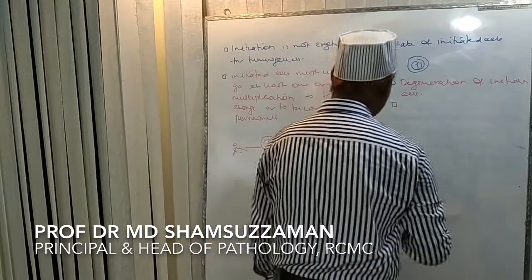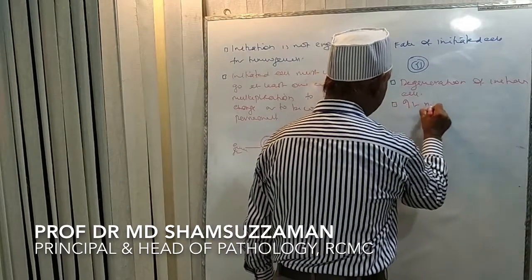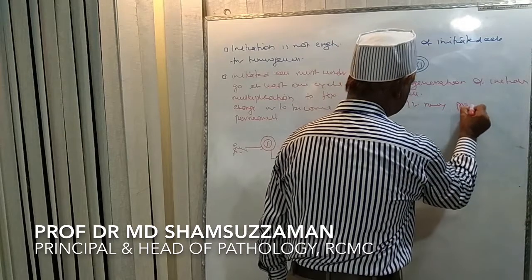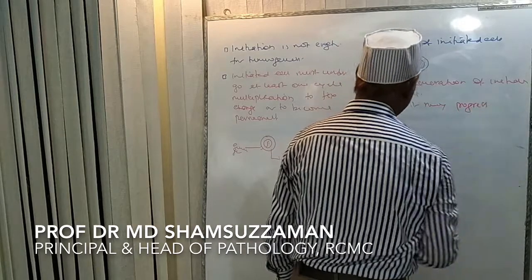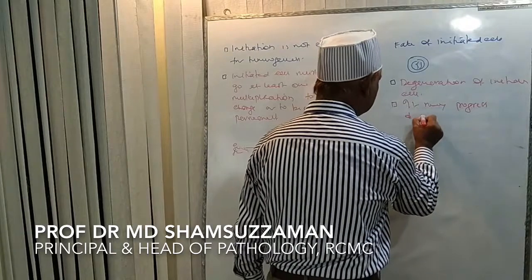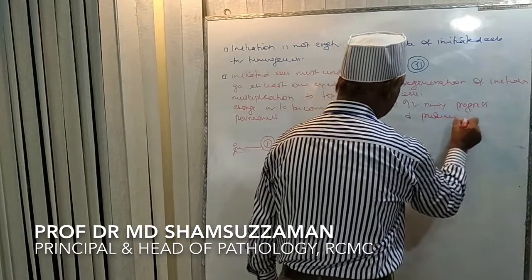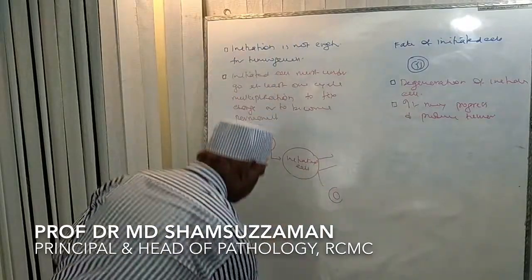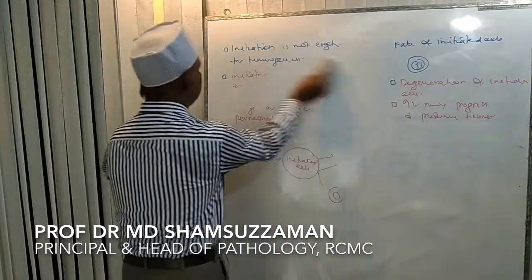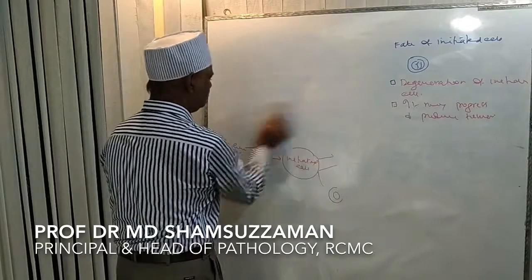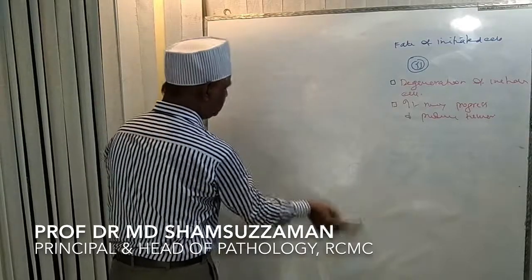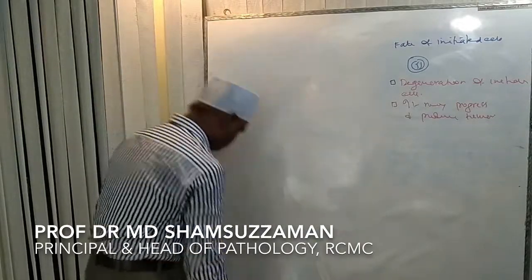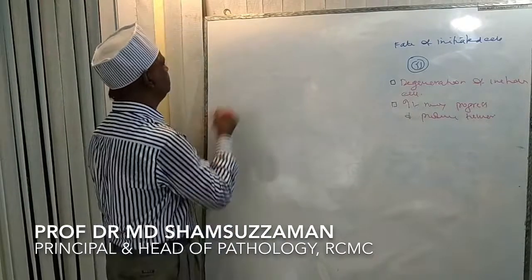Another outcome, it may progress and produce tumor. So these are the fate of initiated cell. Now come to promotion. I have told you two steps of tumorigenesis. One is initiation, another is promotion. Now come to promotion.